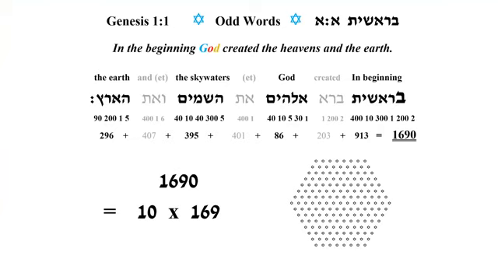If we take the odd words of Genesis 1:1, that would be Bereshit, which is 913, Elohim, which is 86, Hashemayim, 395, and Haaretz, the earth, is 296. Add the odd words together, it comes out to 1,690, which is 10 times 169. 169 dots, that will make a perfect hexagram, perfectly symmetrical.